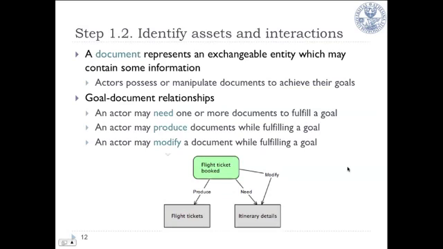When the actors operate in a given system, they possess documents and manipulate documents to achieve their goals. Here we identify different operations that actors can perform while achieving their goals. So an actor may need to use or read the informational content of one or more documents while fulfilling a goal. An actor may create or produce a new document while fulfilling a goal. And finally, an actor may modify a document while fulfilling a goal.